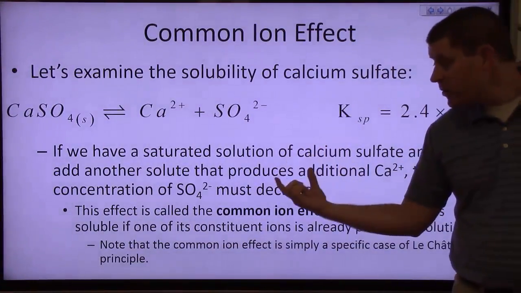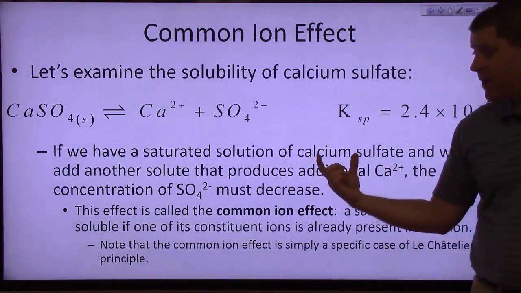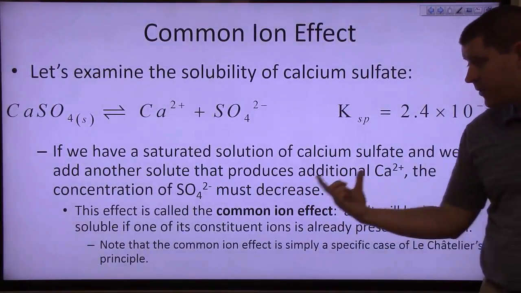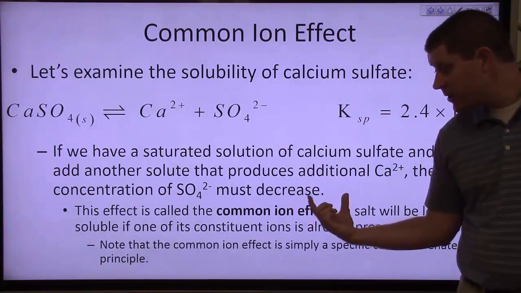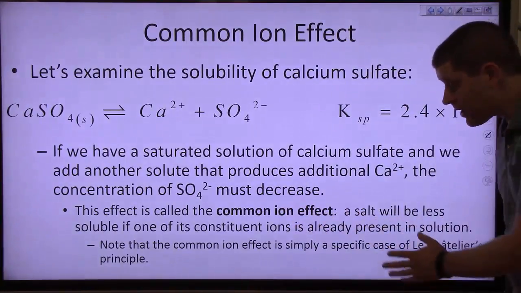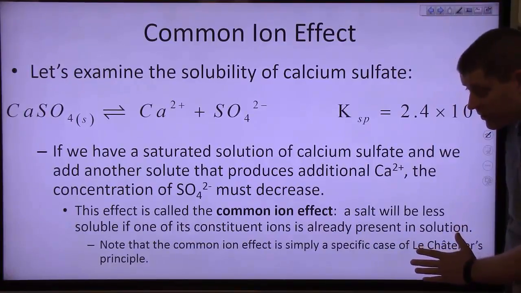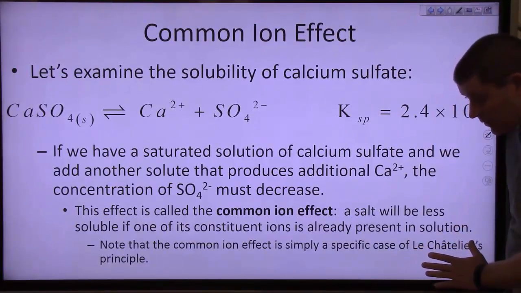Now, if we have a saturated solution of calcium sulfate and we add another solute that produces additional calcium ions, then the concentration of sulfate ions must decrease. Now, this effect is called the common ion effect. That is, a salt will be less soluble if one of its constituent ions is already present in the solution. Note that the common ion effect is simply a specific case of Le Chatelier's principle.